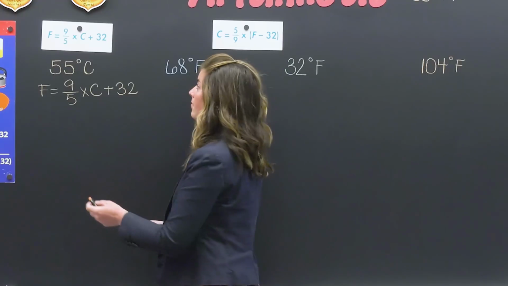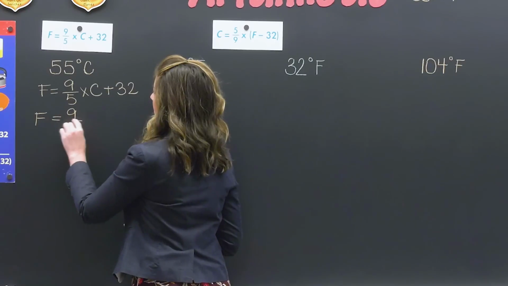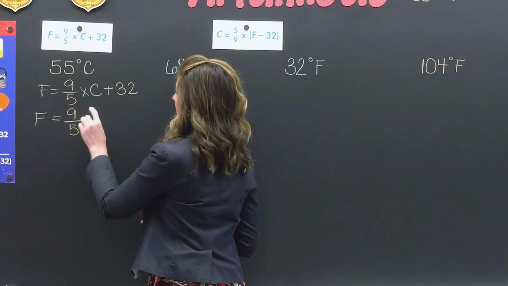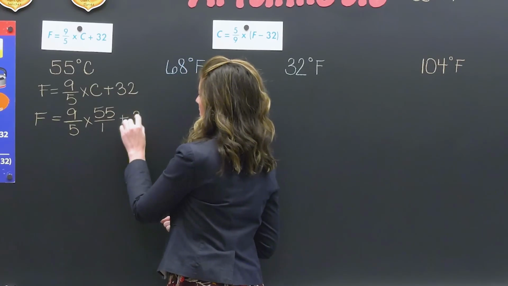You take 55, or replace the C with 55. That's right. Good job, Paul. So I write 9/5 times 55. I'm going to put this over 1 plus 32.